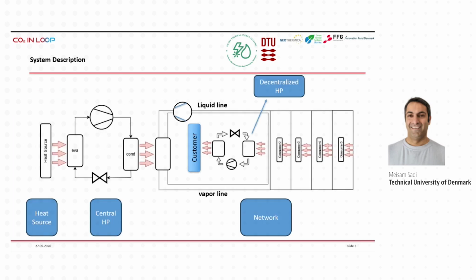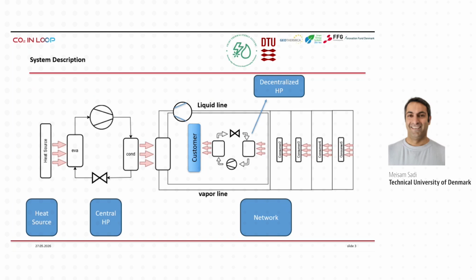Here in this slide, we can see the schematic of the work. We have 5 main components: the heat source, the centralized heat pump, the network, the decentralized heat pumps, and the customer or end user.